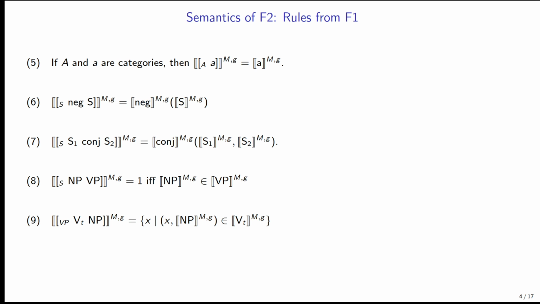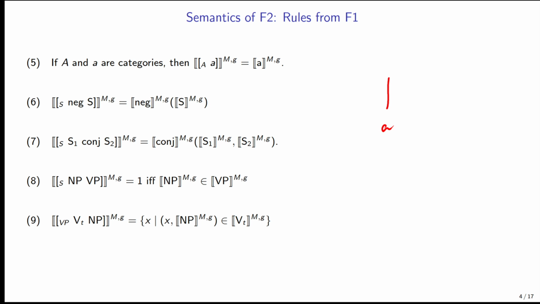Okay, this week we're going to learn how to do semantics on sentences with quantifiers. So we have three new rules that we didn't have in F1, but we still have all the rules that we had from F1 in our system. So, for example, we have the pass up rule still.